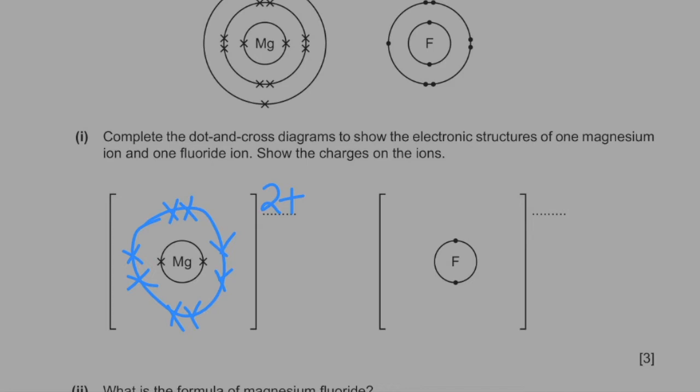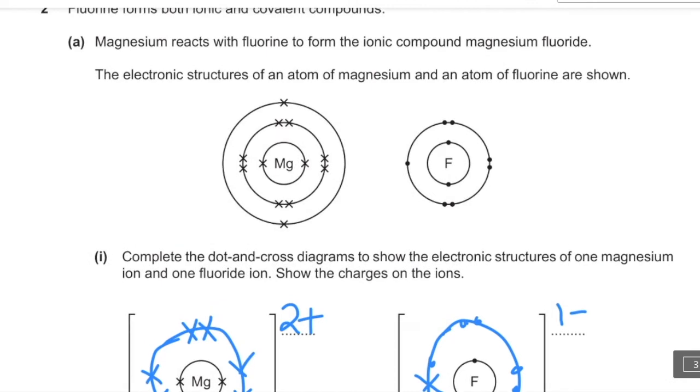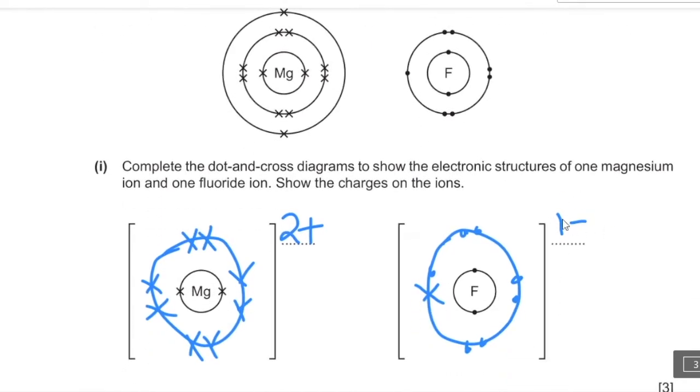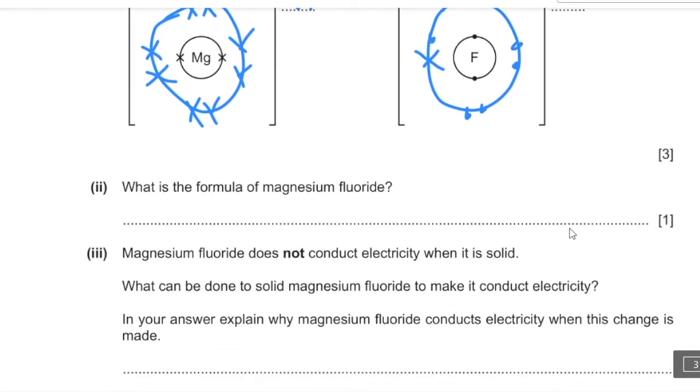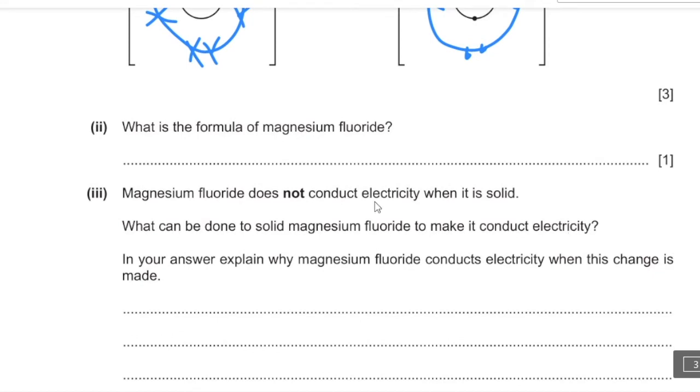Similarly, fluorine has the second shell, which is not complete. It needs 1 electron to complete its outer shell, and this 1 electron comes from the magnesium atom. Since now fluorine has 1 more electron than protons, it gains a charge of -1. Or here you could also simply write this negative sign without the 1. 2. What is the formula of magnesium fluoride?